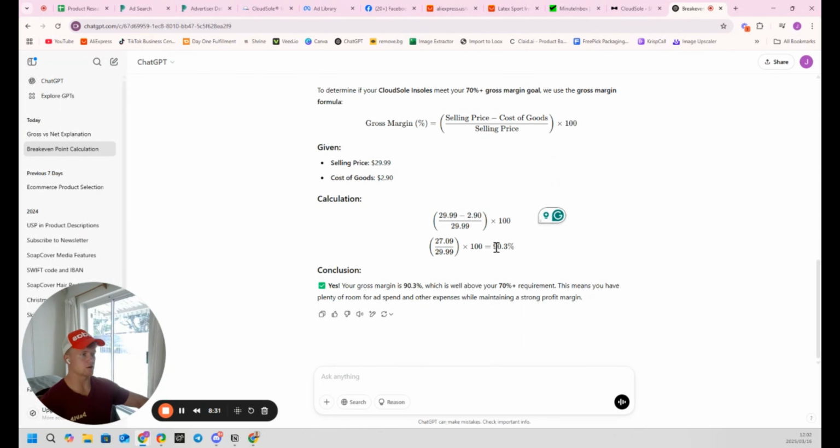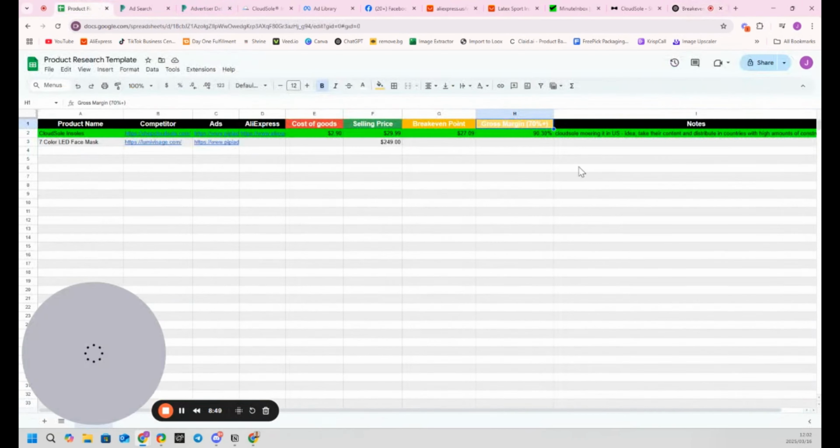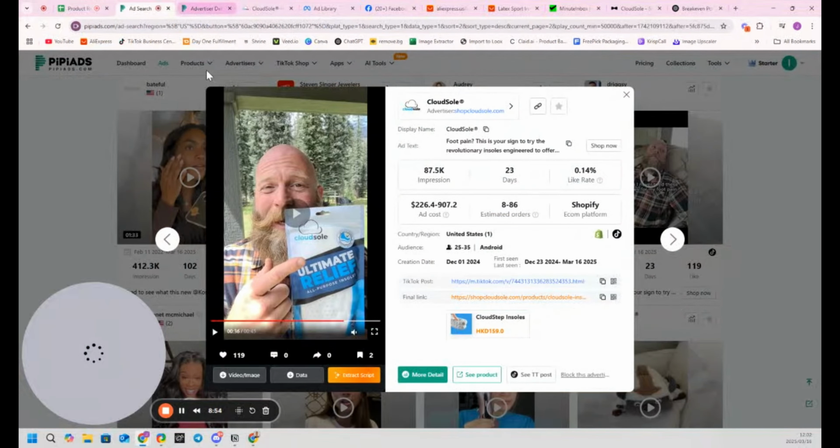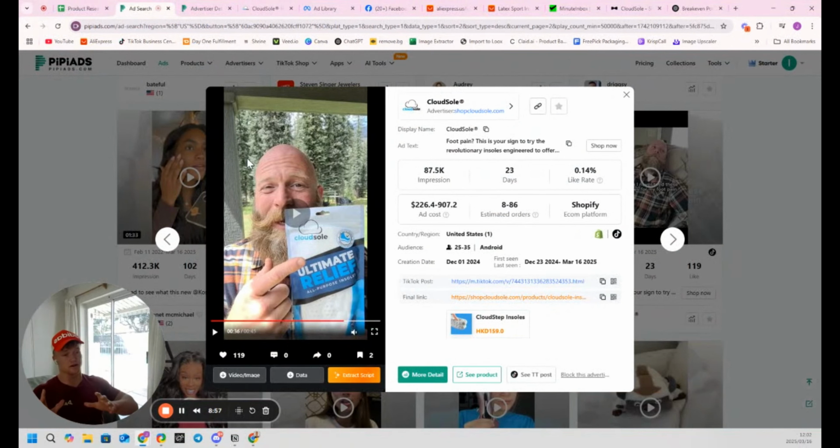So this product has a gross margin of 90.3%, which is way above our 70+%, which means it is great. That means we have plenty of room for ad spend and other expenses while maintaining a strong profit margin. Sweet. So that ticks that criteria off as well. Boom. So looking good so far. So what's the idea here, Jed? Oh, before we get into the idea, we found this ad, plugged it in. Cool. Ticks all the boxes so far.